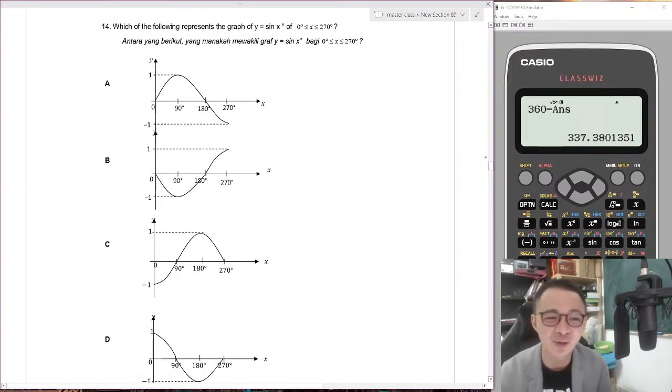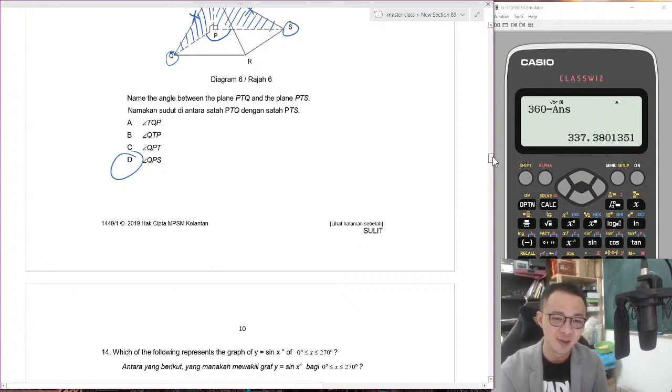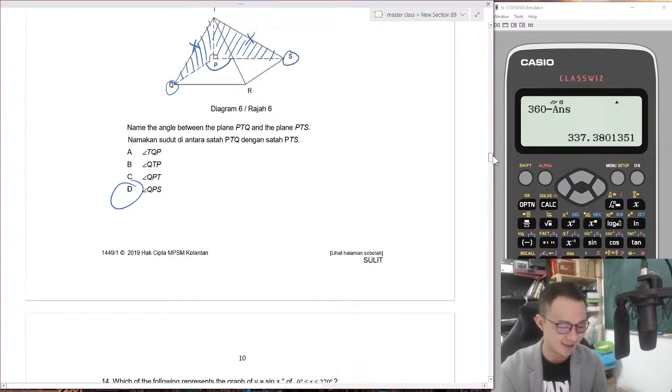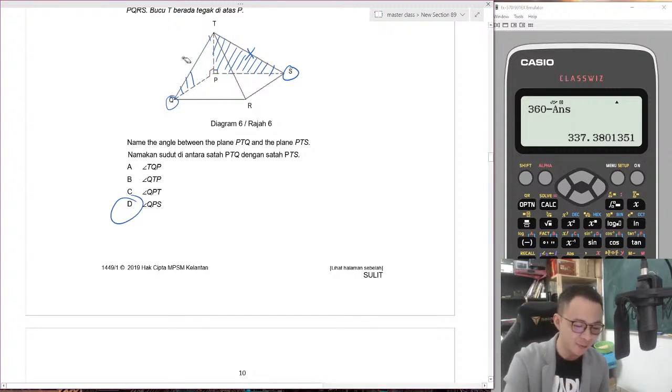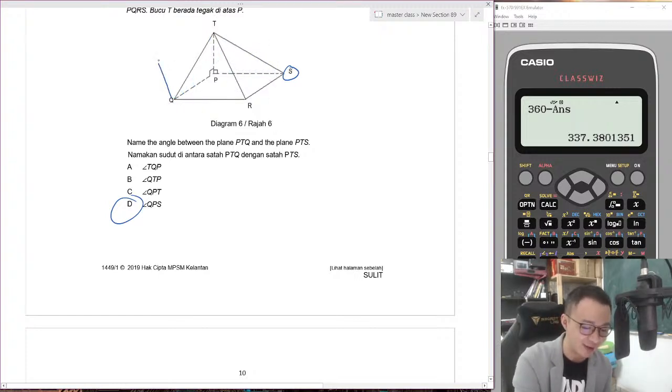Sir, may I know how do you find the angle between PQT and RTS? Okay, this one needs some experience. So basically what you can do is like this. Because this triangle is quite hard to see, right? You're trying to make them become a rectangle. You just imagine it's like two A4 papers.